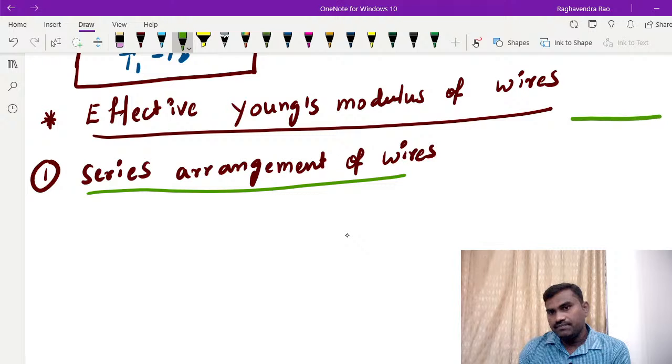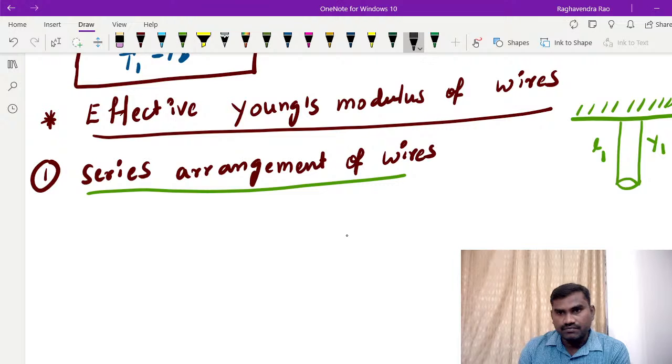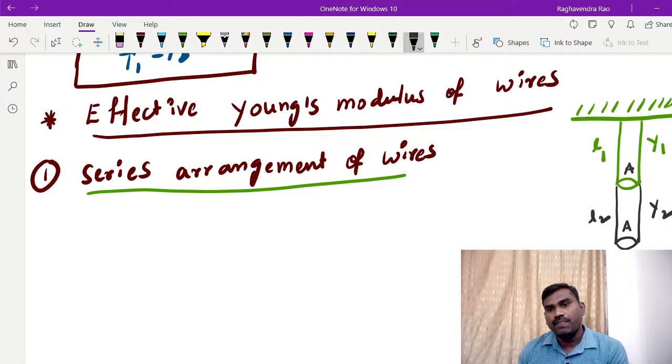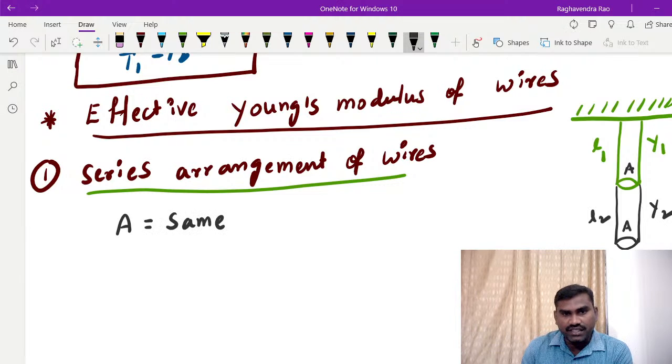You see here, this is a rigid support. This is a wire of length L1, Young's modulus Y1, and another wire of length L2, Young's modulus Y2. Here the area of cross section is A. This is also area of cross section A. So in a series arrangement of wires, the area of cross section remains the same.